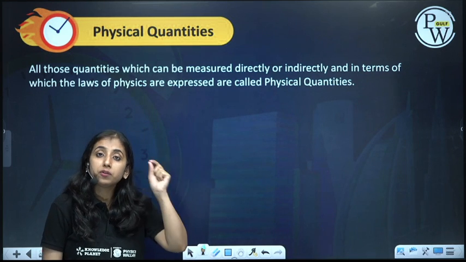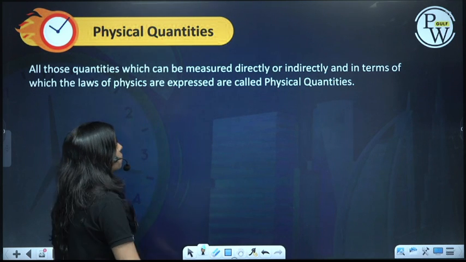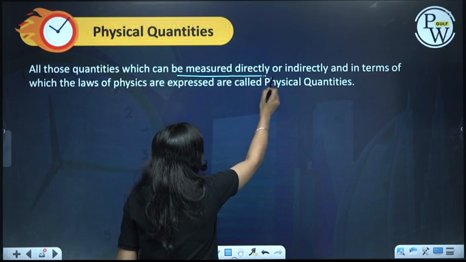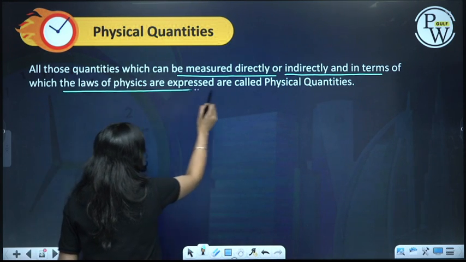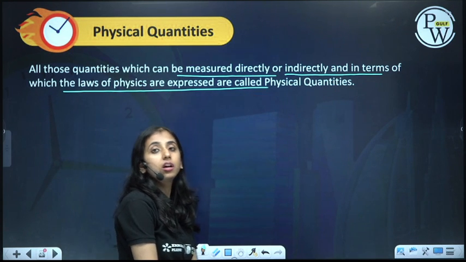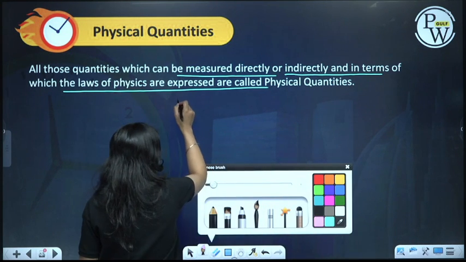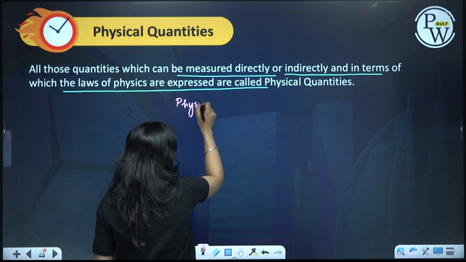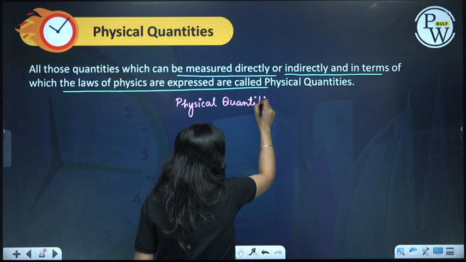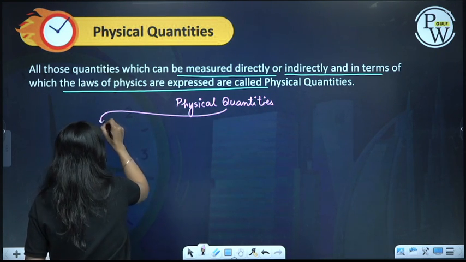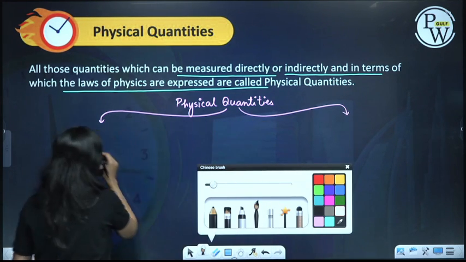And in terms of these physical quantities, all the laws of physics are defined. So physical quantities can be measured directly or indirectly, and the laws of physics are expressed in terms of them. Now these physical quantities are of two types. We have divided these physical quantities into two types. One is the fundamental quantities and next is the derived quantities. First part is the fundamental quantities.